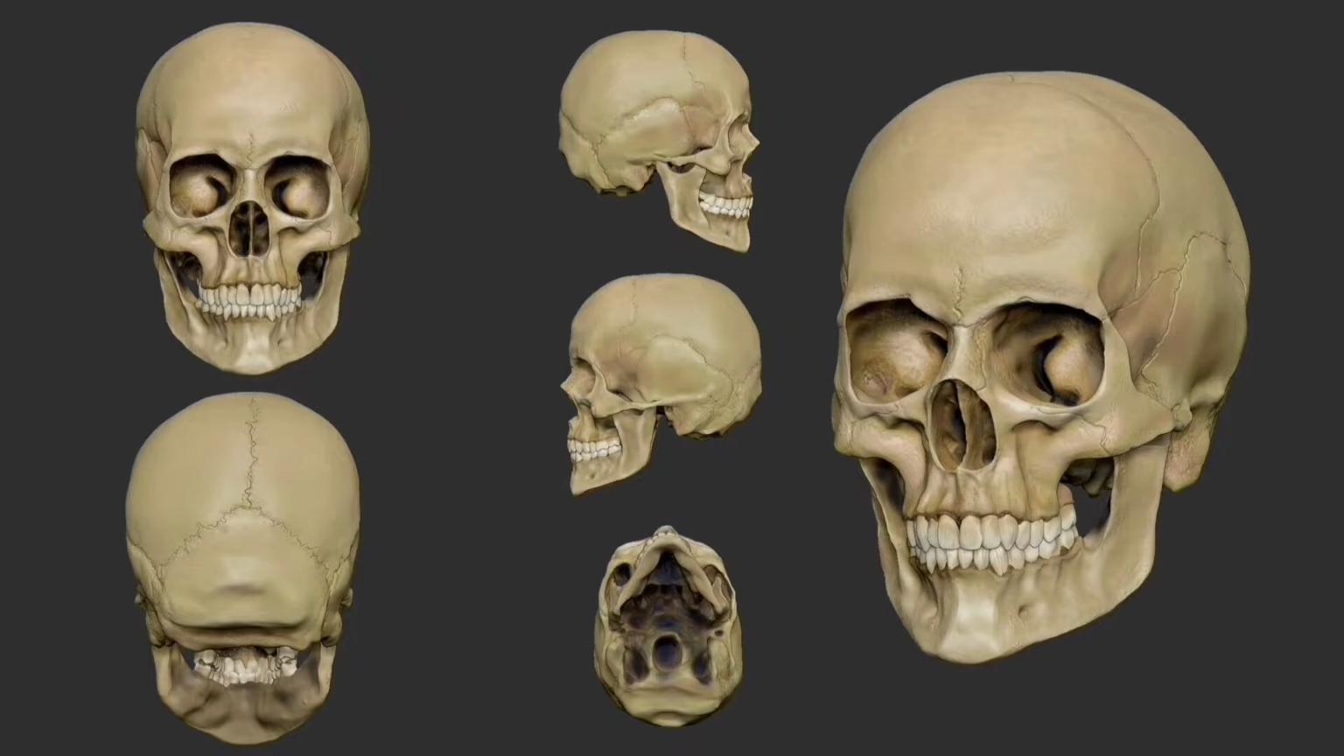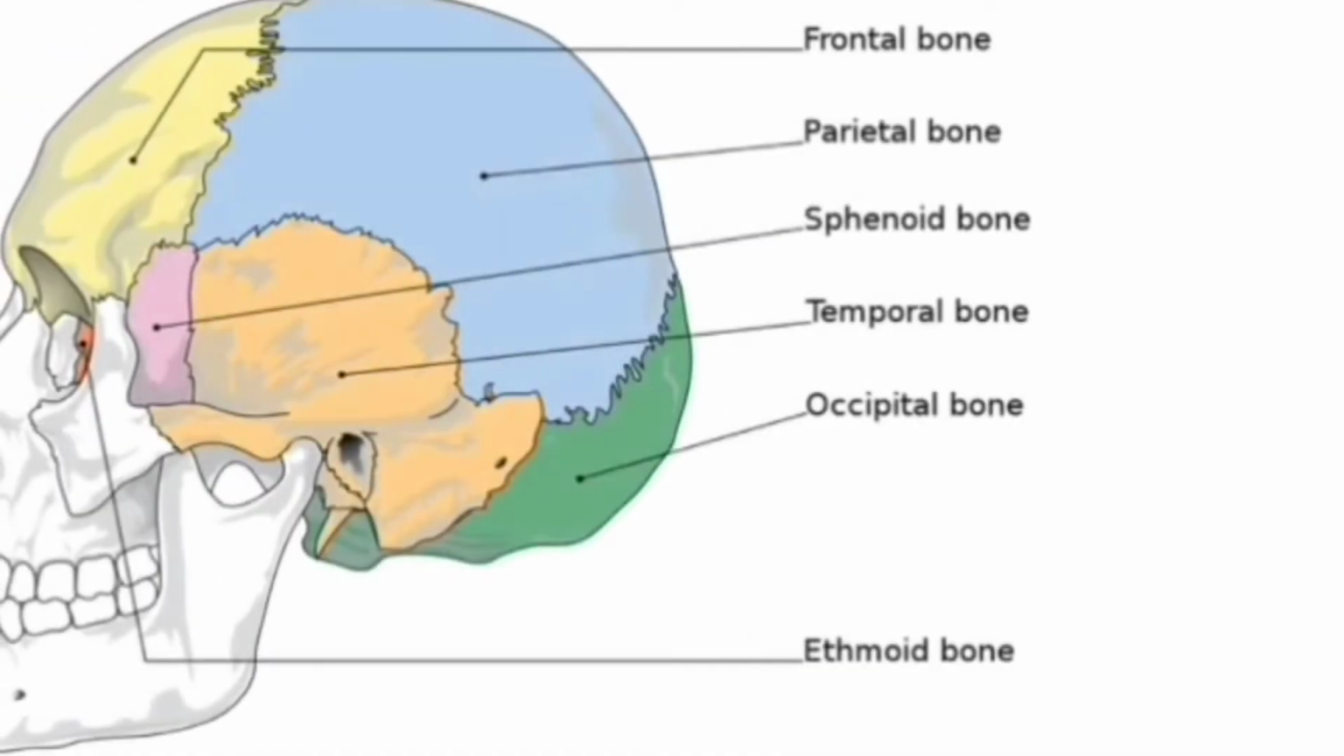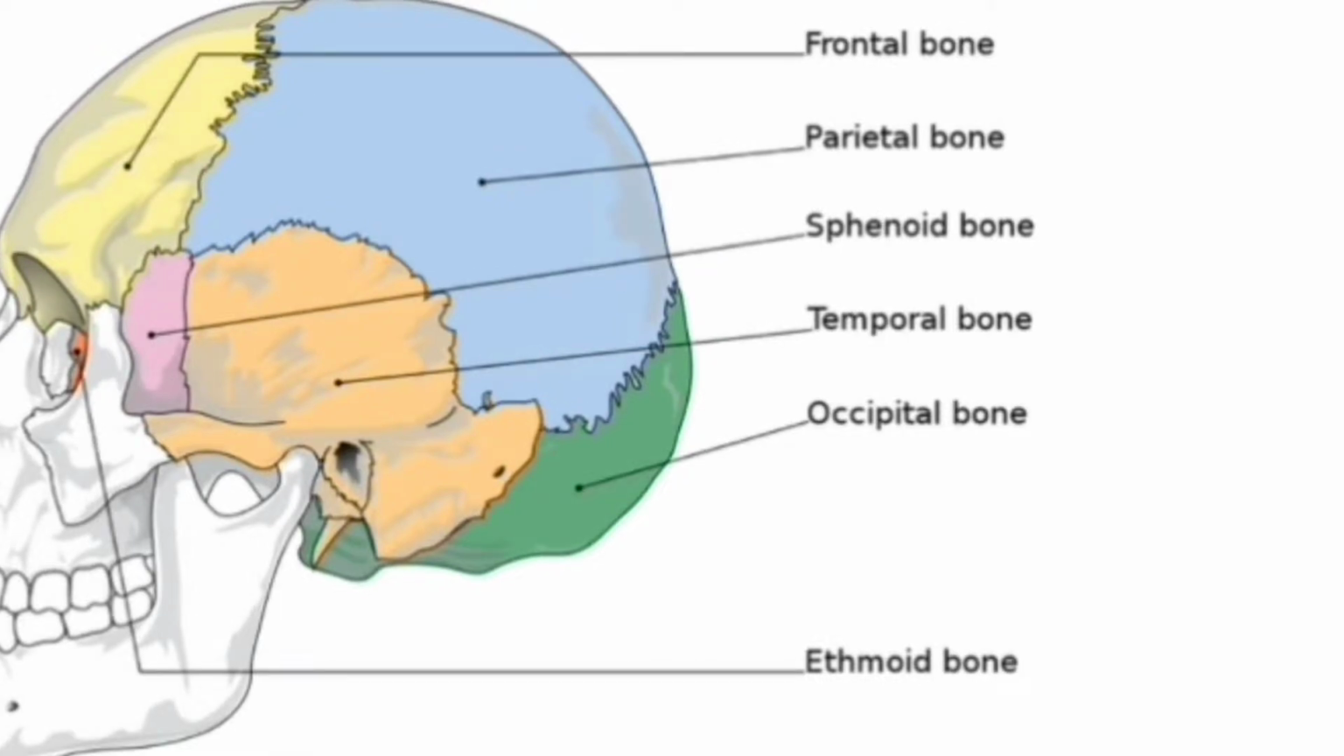Hi everybody. The skull is described in two parts: the cranium, which contains the brain, and the face. It consists of several bones which develop separately but fuse together as they mature. The only movable bone is the mandible, or lower jaw. The names and positions of individual bones of the skull can be seen here.